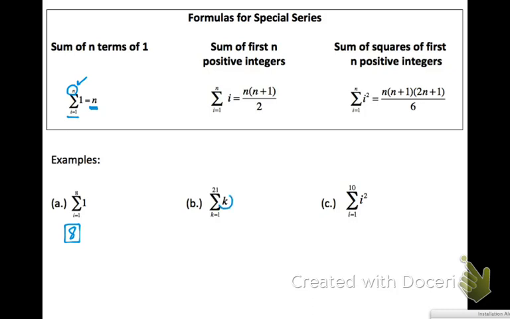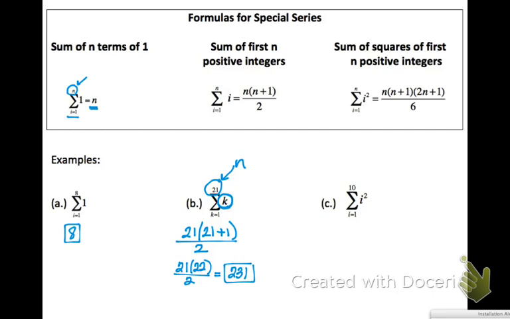This second one, whenever you just have a variable here, that's the integers, the positive integers. And we want to go from 1 to 21. So 21 is what we're going to use for n. So it's going to be 21 times 21 plus 1 divided by 2. And that's what we're going to work out. Do your order of operations, parentheses first, so I get 21 times 22 divided by 2, and when we work that out, we get 231.